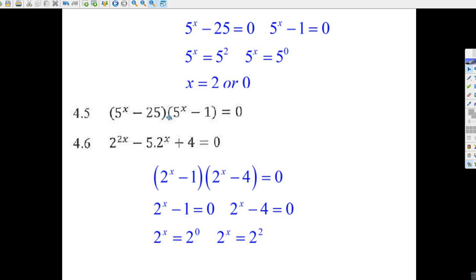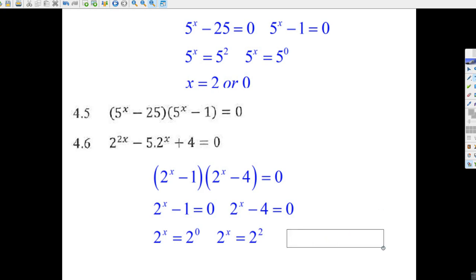And now we're back to the same thing as in the question up above. 2 to the x minus 1 has to equal 0 to make this 0. And 2 to the x minus 4 has to equal 0 to make this 0. Well, then just add 4 and just add 1 and make that 2 to the 0, so the bases will be the same. And we are going to be looking at our answer.